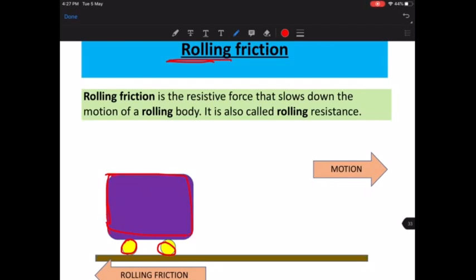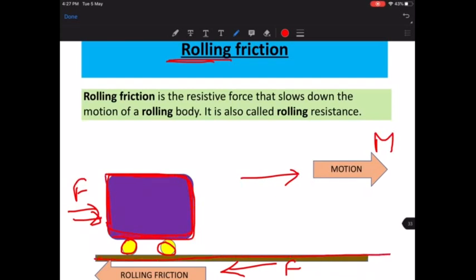It is the same case. I've taken this box and placed it over two wheels, right? And now I apply some force here. The box is going to move in this direction. This is the direction of the motion. This is the direction of the friction. Now what kind of friction is this? This is rolling friction. It is called rolling friction because now this box is rolling against the ground. So what is rolling friction? It is a kind of resistive force that slows down the motion of the rolling body, and you can add that it is a kind of resistive force that exists between two bodies which are rolling against each other.